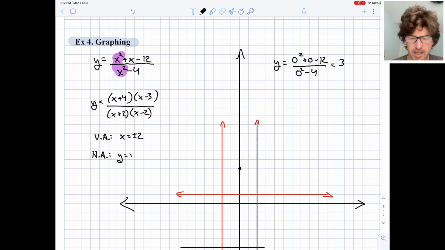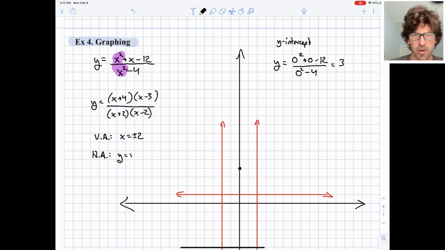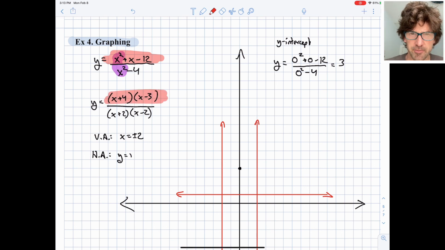Okay, let's find our x-intercepts now. This was the y-intercept, where we plugged in 0 for x. To find our x-intercepts, we're trying to find the values of x where y is 0. In other words, we're trying to find the values of x that give us a zero numerator. If the numerator is 0, that entire expression is 0, and y would be 0. So we're trying to find what values of x make that expression 0.